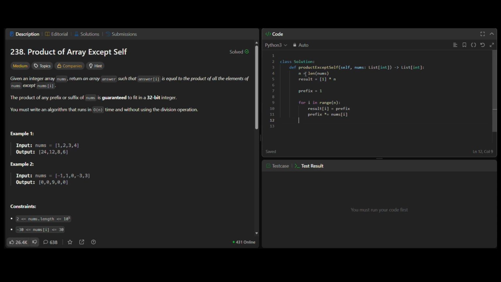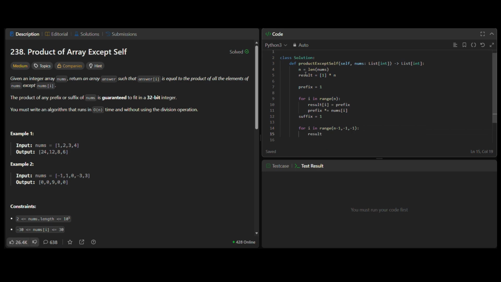Now to calculate the right product, I'm having another variable called suffix. I'm initializing it to 1. Now I'm having a for loop to calculate the right product, for i in range of, since I'm starting it from the right, it must be n minus 1, and I want it all the way to the end, that is the left end, so the limit is minus 1, and since I want it to be going in the backward direction, it must be minus 1 again.